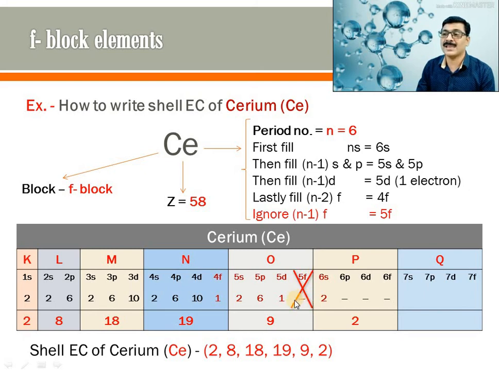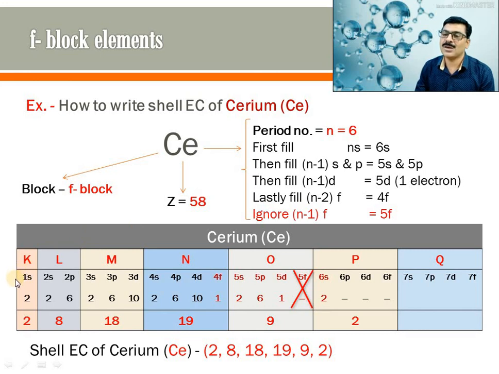So what is the first thing? First fill up 6s, then fill up 5s and 5p, then fill up 5d with only one electron, and lastly fill up n-2 f, that is the 4f orbital, with the remaining electrons, and ignore the 5f orbital. So let us see here the capacity of the shells.